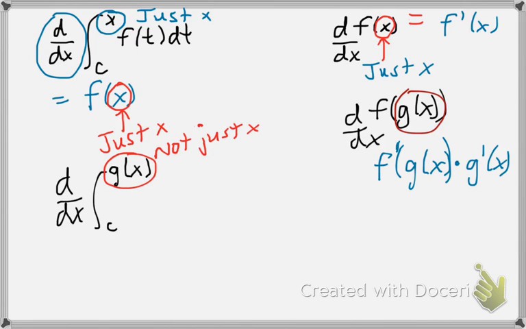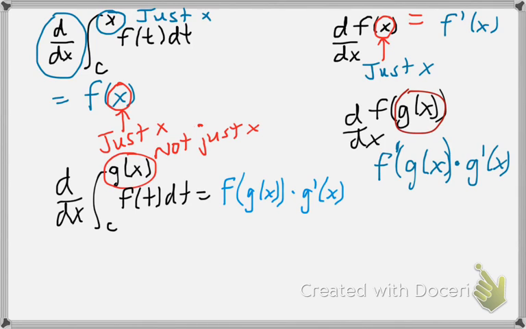If we take the derivative of the integral from constant to g of x of f of t dt, then it's equal to f, not f prime, it's just f of g of x times g prime of x. Let me do a quick example of how we might see that. In fact, I'll do the example on the next screen.